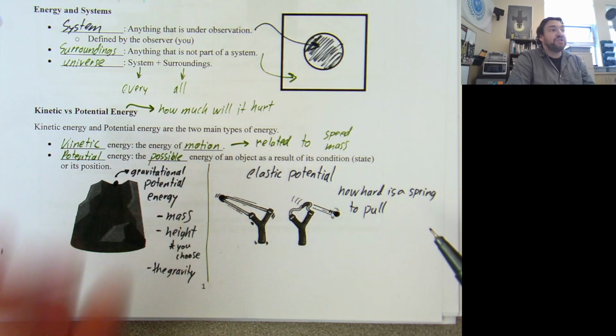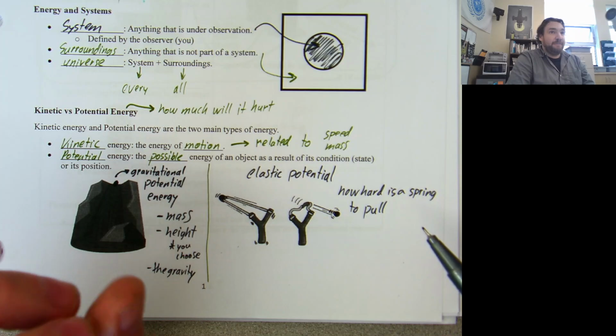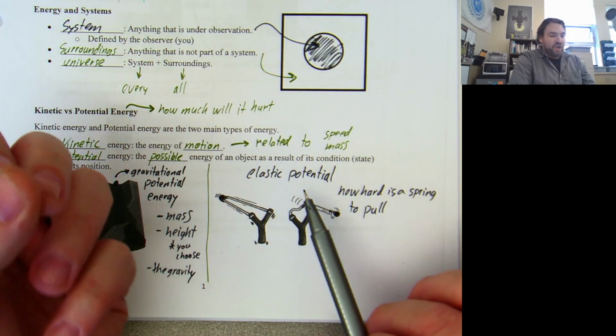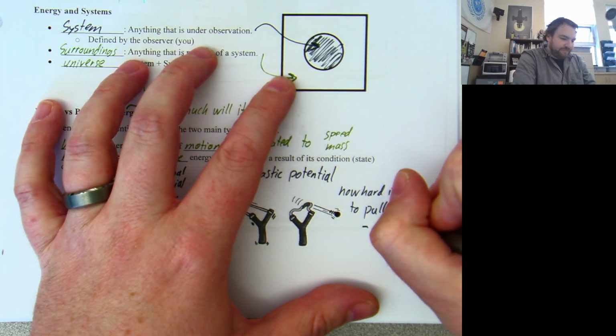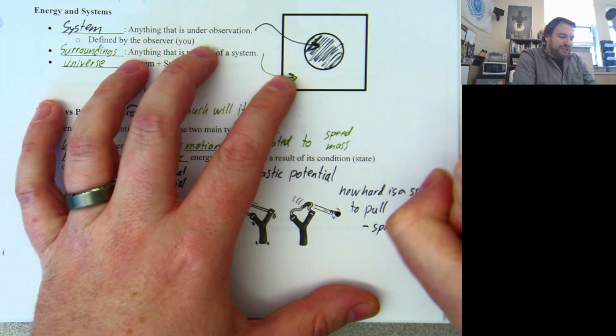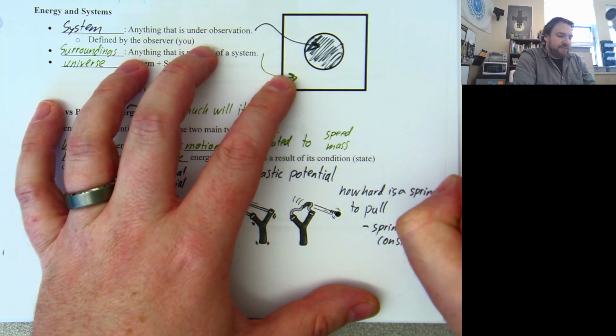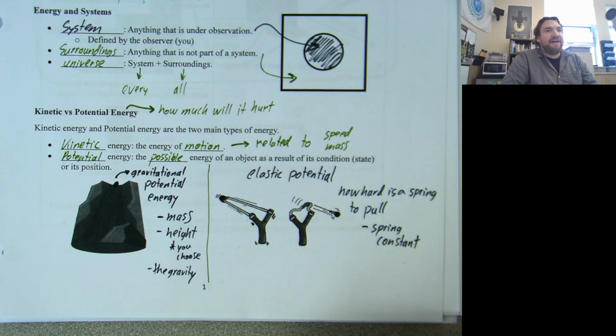So, like springs, how hard it is to pull the thing should be a deeply concerning piece of elastic potential. It has a name, we call it the spring constant. Every spring has one of these. It is a measure of how hard it is to expand or compress. And the harder it is to expand or compress, the scarier it should be for you.